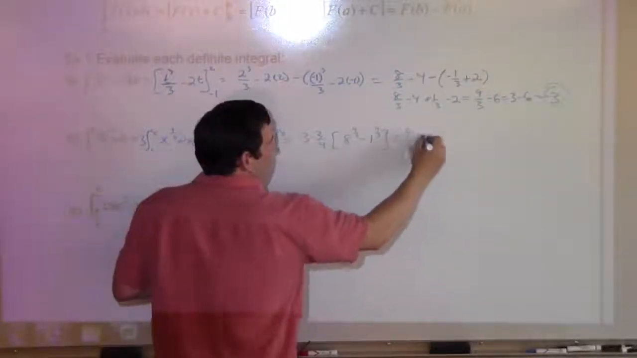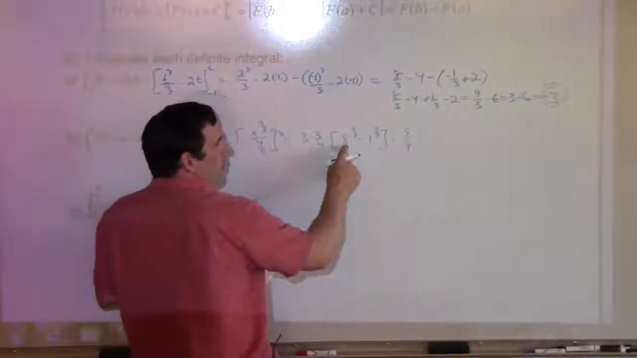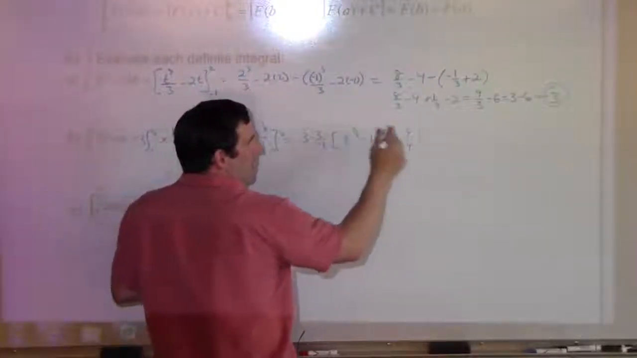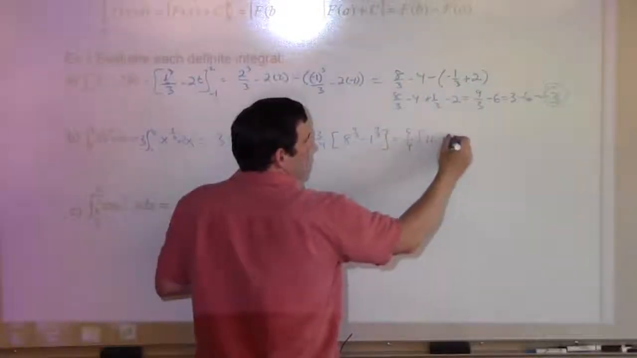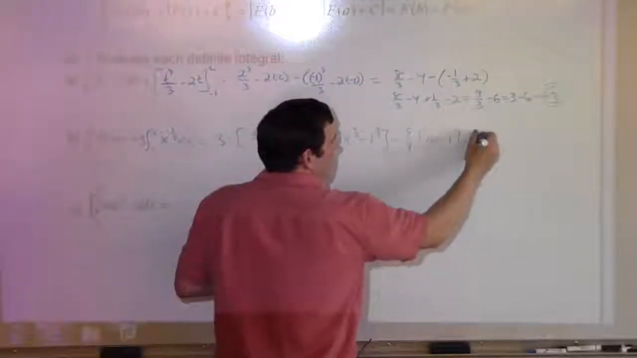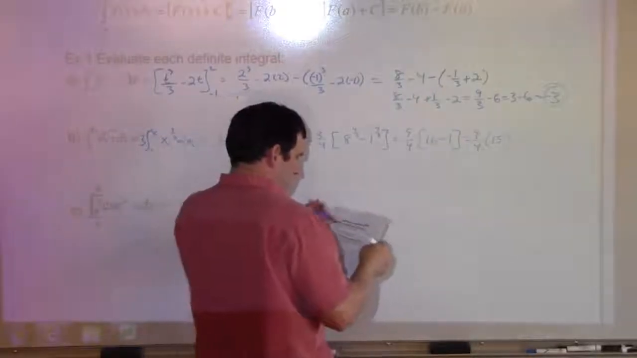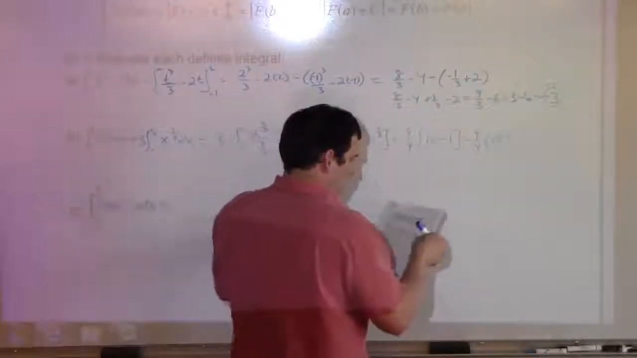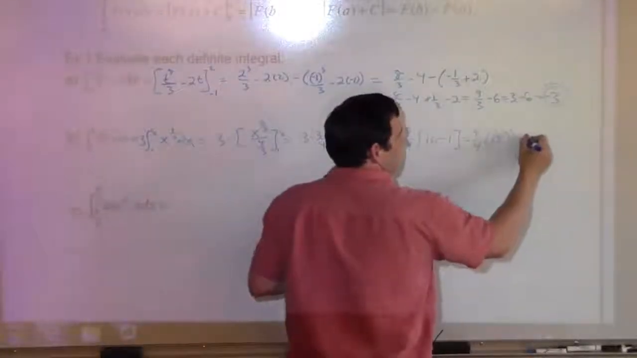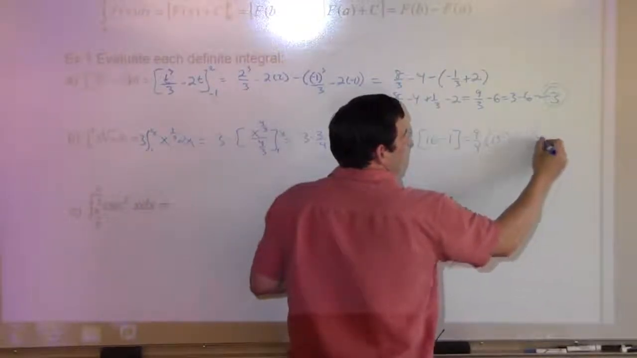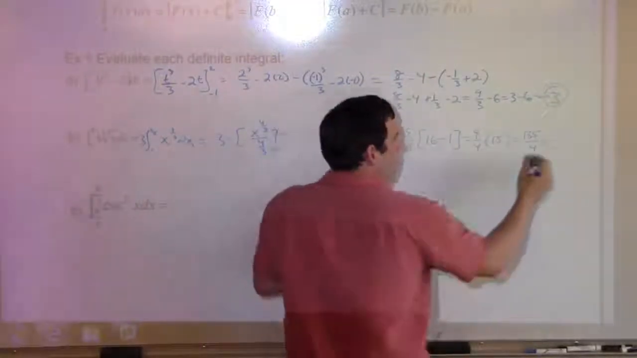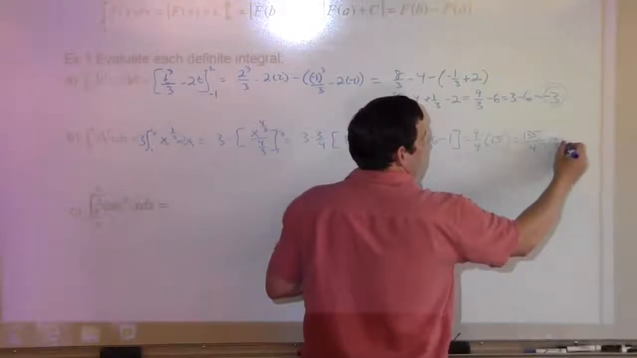That's 9/4 times what? The cube root of 8 is 2. 2 to the 4th power is 16. And minus 1. So it's 9/4 times 15. That would work out to be 135/4, which would also be 33 3/4.